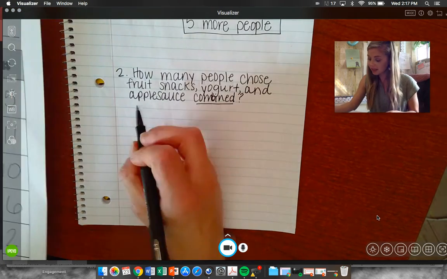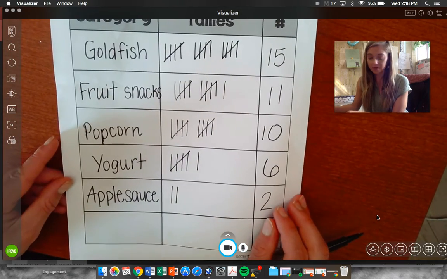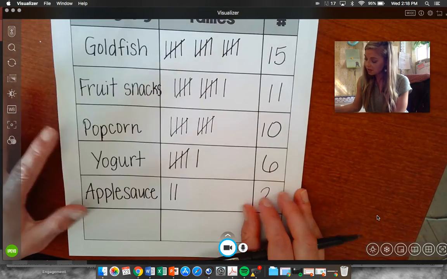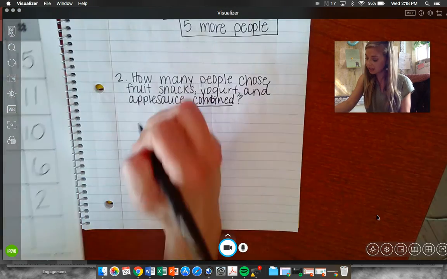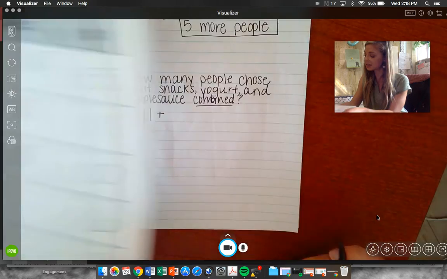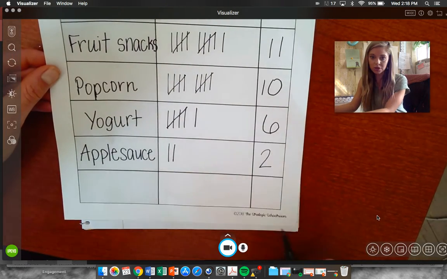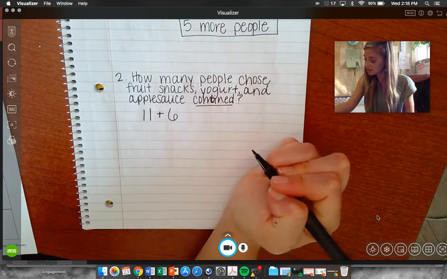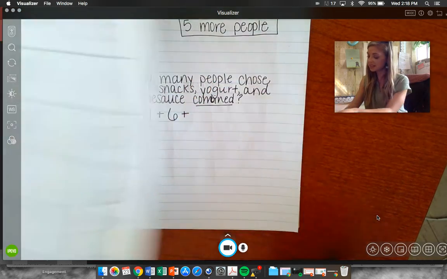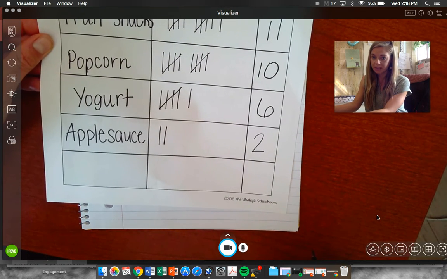So let's see. I'm going to use my frequency table to help me solve. Well, it looks like there's 11 people that chose fruit snacks. So I'm going to write 11 plus, next one is yogurt. 6 people chose yogurt. 11 plus 6. Now I have to do applesauce plus 2. 2 people chose applesauce.